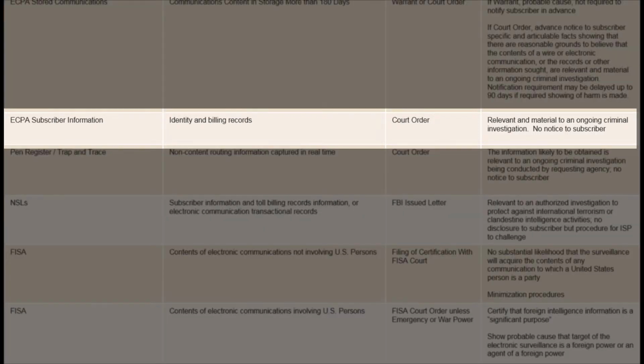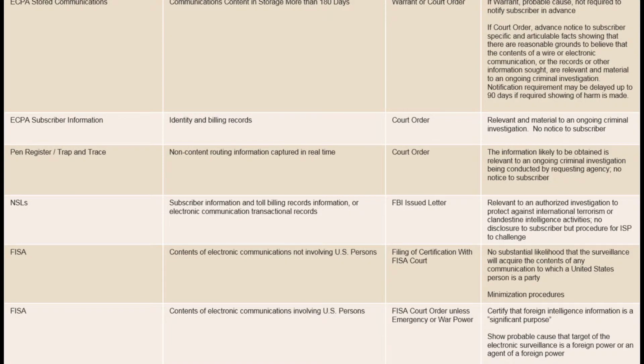Notice also under the ECPA, you can obtain simply subscriber information. That is, the identity of a subscriber and their associated username, with a court order on a showing much less than a warrant, that it's relevant and material to an ongoing investigation. There does not, in that instance, have to be notice to the subscriber.